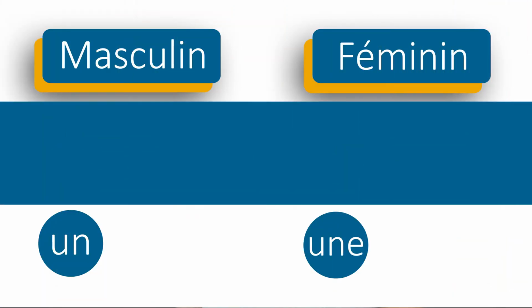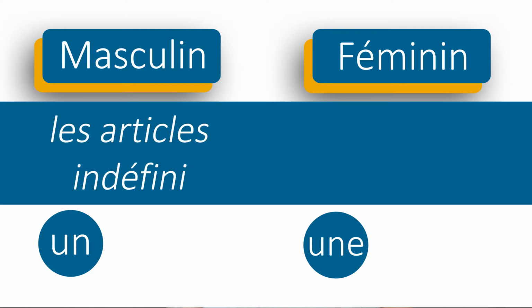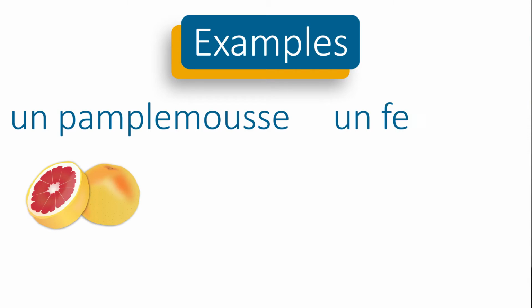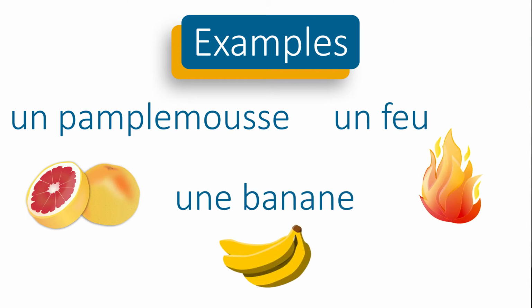Un et une are the articles indéfinis, the indefinite articles. This is the fancy term for the word a. Examples of this would be un pamplemousse, un feu, une banane.